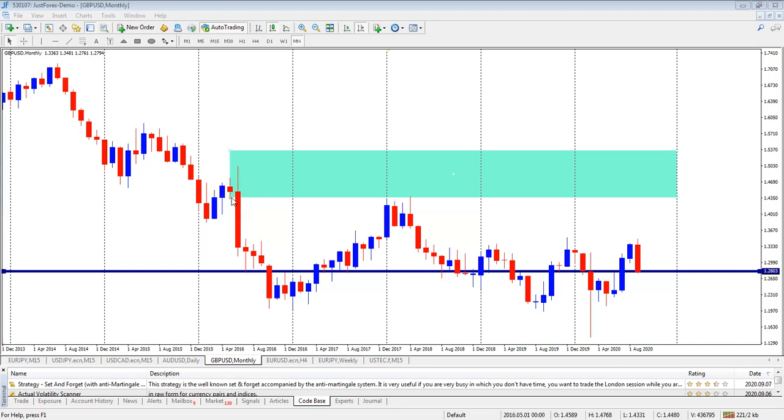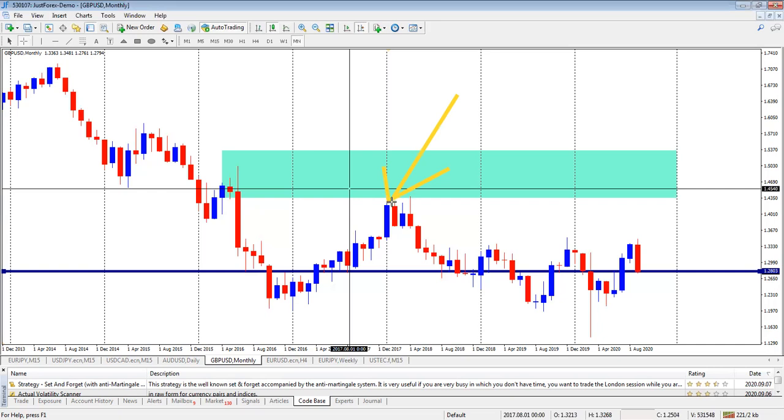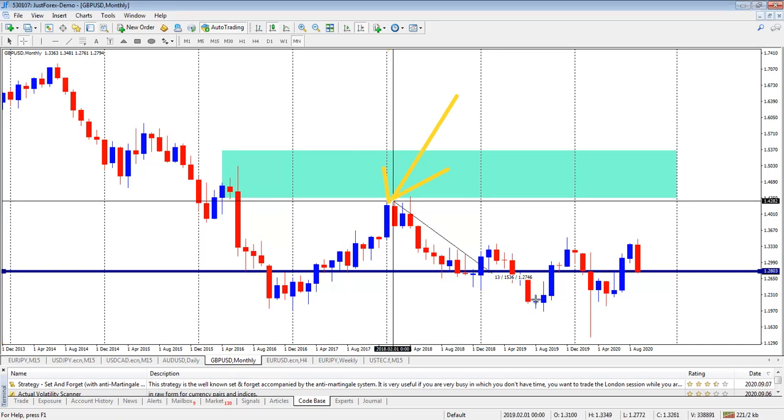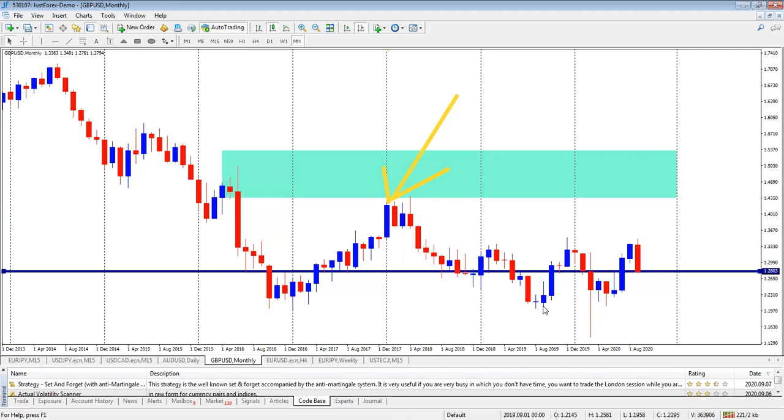So I just drew our monthly supply zone. You can notice that our monthly supply zone is tested here on this area. Can you see that this was a very beautiful opportunity for everyone to catch? If I measure it, this monthly supply produced an average of 2,000 pips. That is for people who are swing traders.